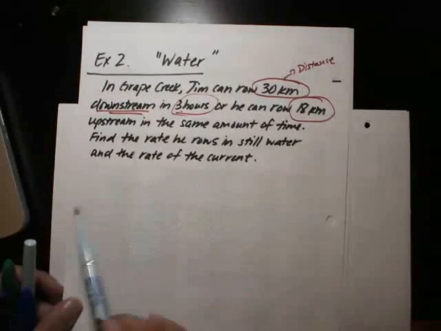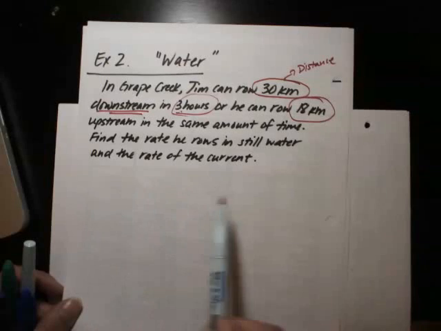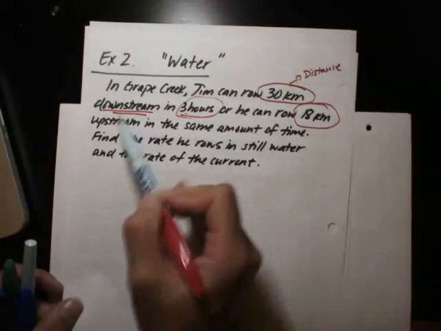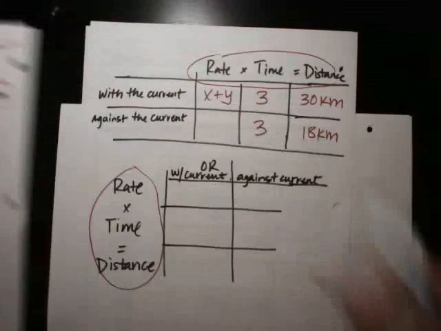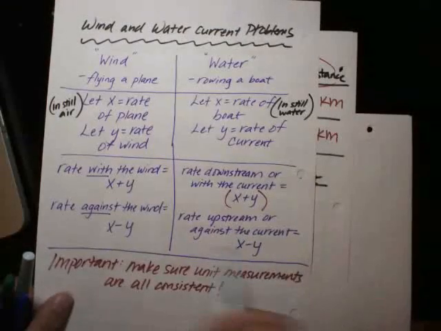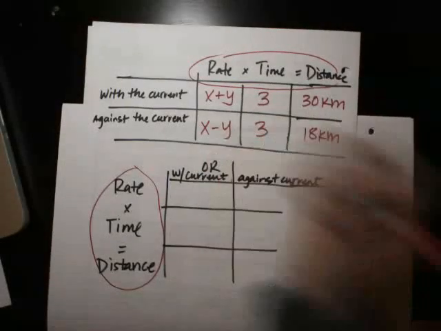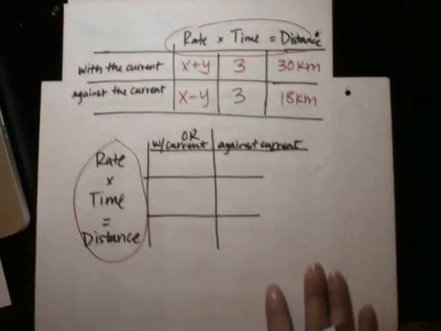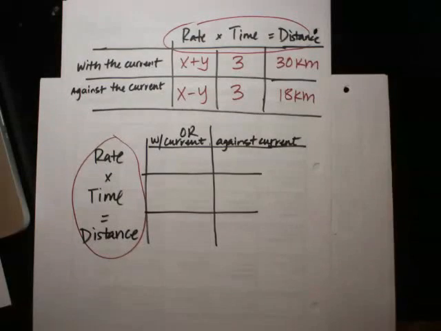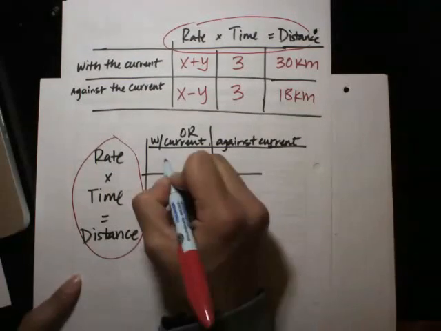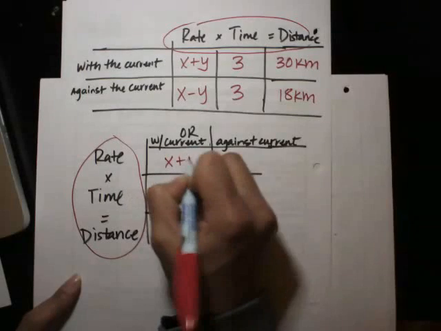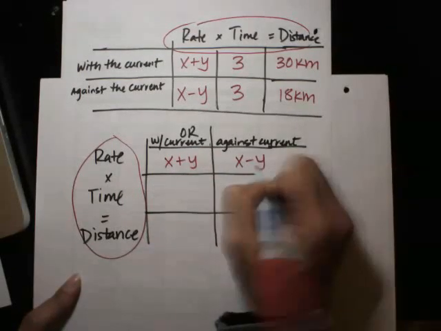Find the rate he rows in still water and the rate of the current. So this was downstream, the other one was upstream. Again, upstream is a lot more difficult. Upstream is against the current, so we're going to use x minus y. Your chart will either look like this horizontally, or you will have with the current x plus y, against the current x minus y.